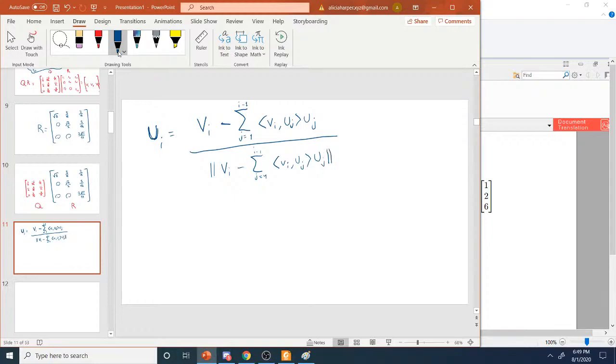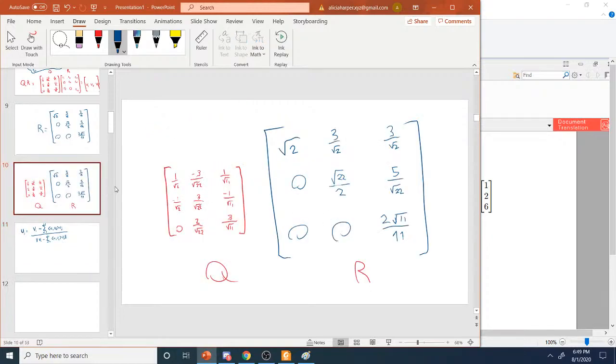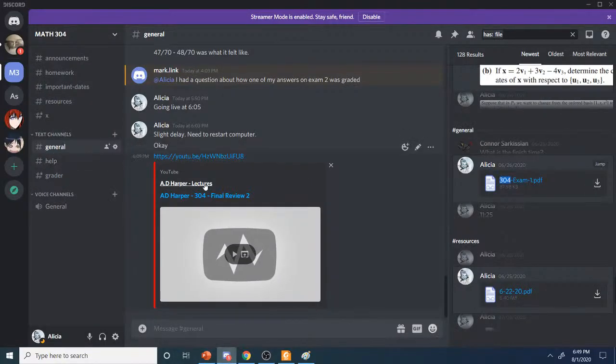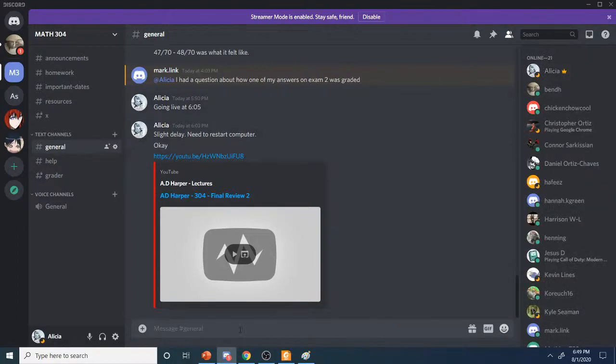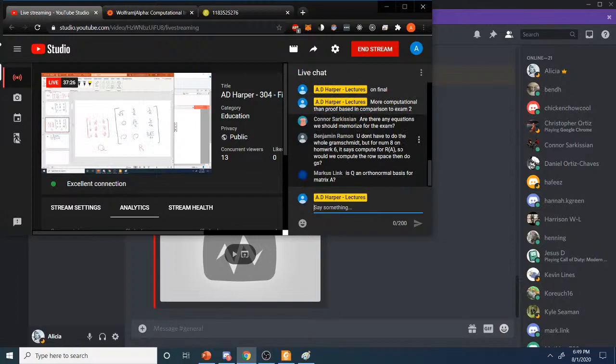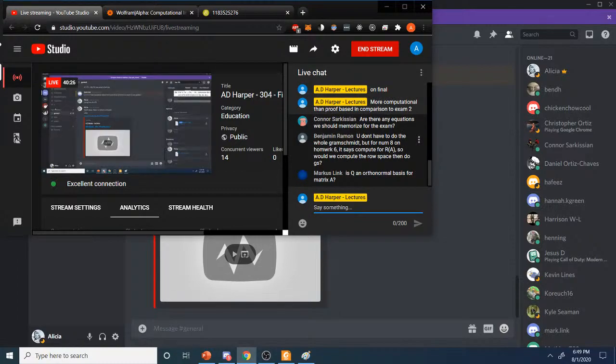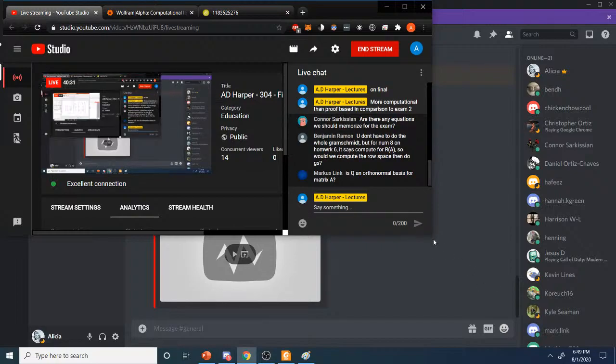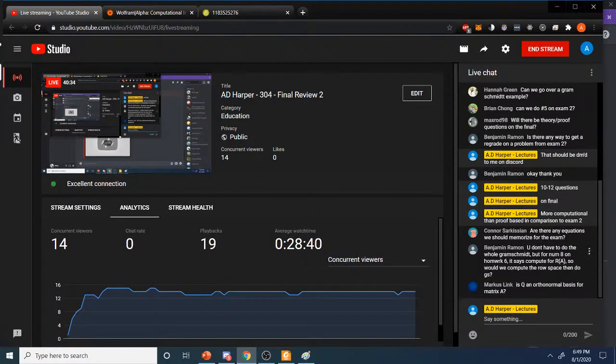And the calculation is recursive. So if you know all the u's up to u_(i-1), you can use this formula to figure out what u_i itself is. And you just run through these computations until you've computed all the u's. And then along the way, you've already computed everything that you need to put in your R matrix to find the QR decomposition. Okay, so that goes through a Gram-Schmidt example.